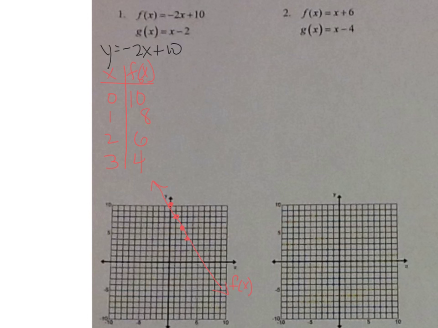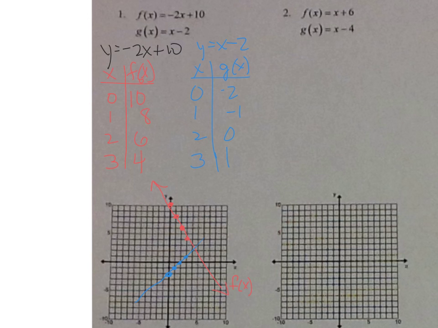All right, now we need to graph g of x, which is x minus 2. So y equals x minus 2. We need an x column. We need a g of x. All right, so you're going to do the same thing. Type it into your calculator, get a table of values. And I'm going to use (0, -2), (1, -1), (2, 0), (3, 1). And you want to plot those points. Same thing, use a straight edge to graph.